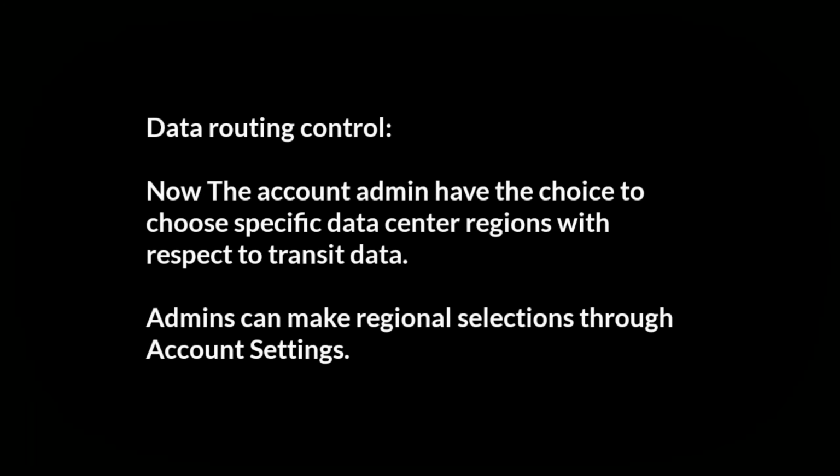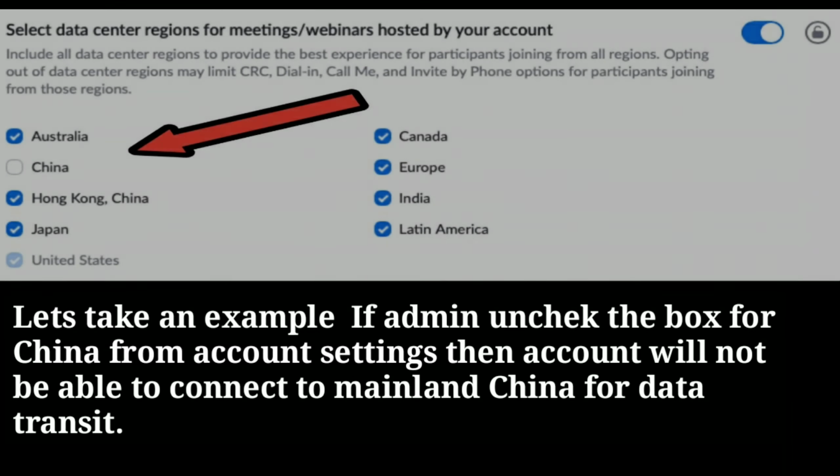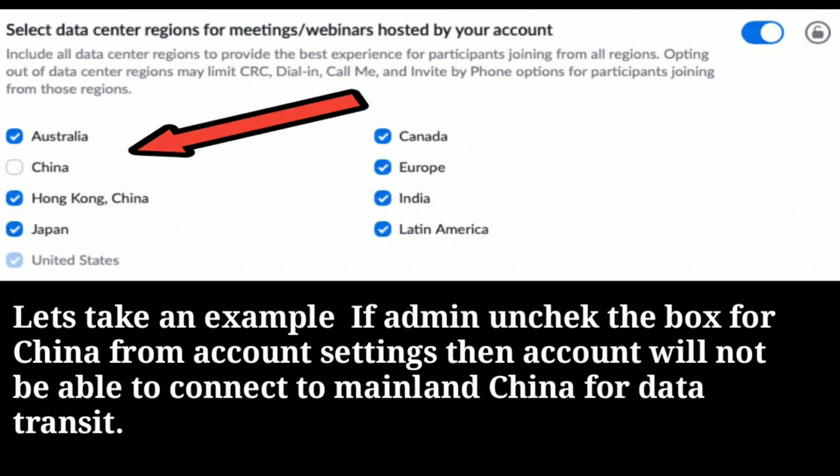Data routing control is the second major change on the Zoom Network Layer. Now the account admin has the choice to select specific data center regions for transit data. Admins can make regional selections through account settings. Let's take an example. As in the screen image, if the admin unchecks the box for China in account settings, then the account will not be able to connect to mainland China for data transit.